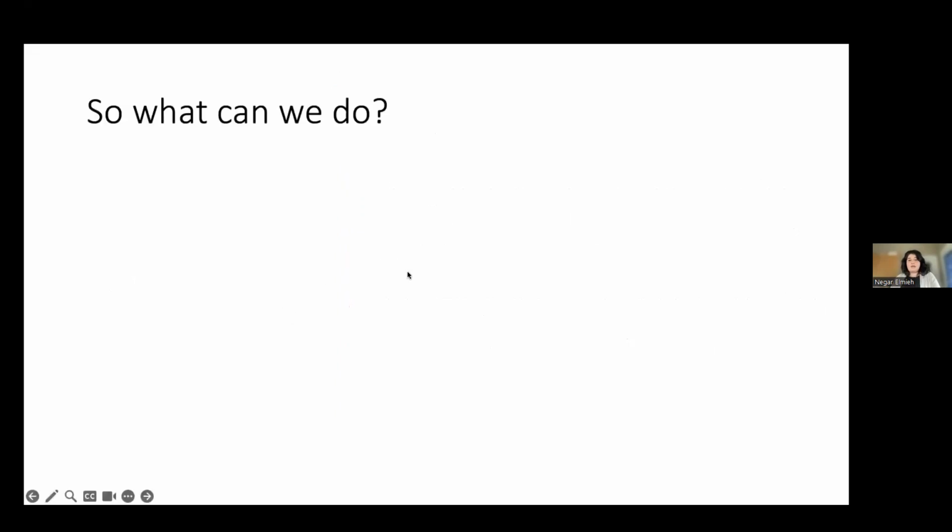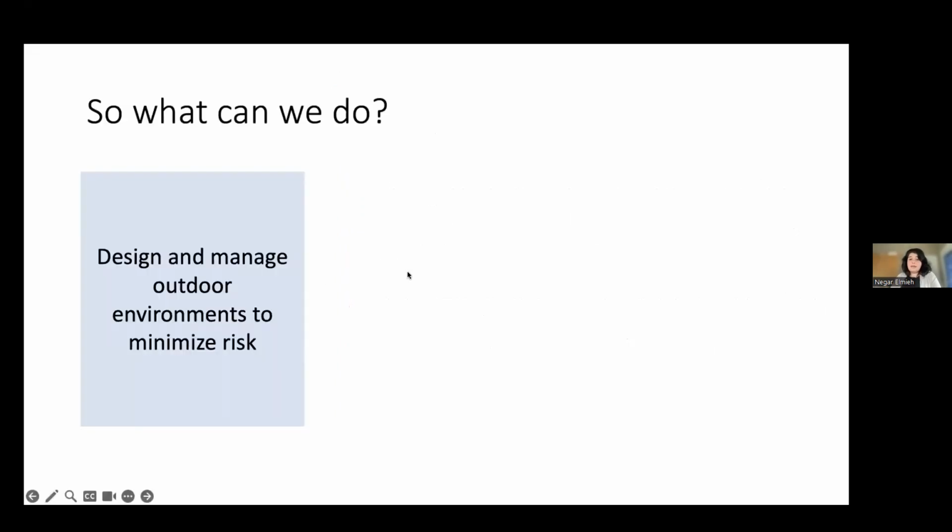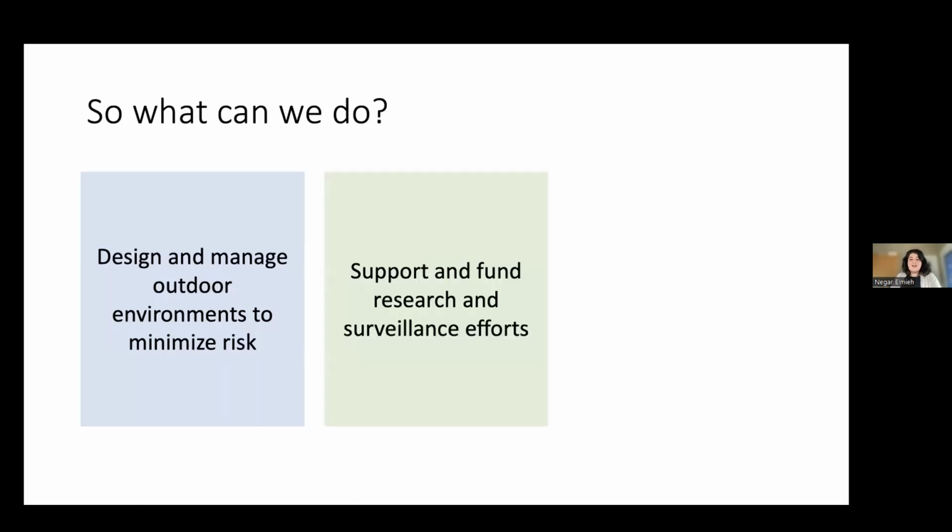So what do we do now? So what can we do? And so we can design and manage outdoor environments to minimize risk. And 90%, you guys are almost all on board, which is so fantastic. We can also support and fund research and surveillance efforts at federal, provincial, territorial levels. And we need to support research that's Canada specific. For example, one thing that would be amazing is to have research on tick biology and habitat preferences specific to Canada, and to see what's actually happening across the Canadian landscape.